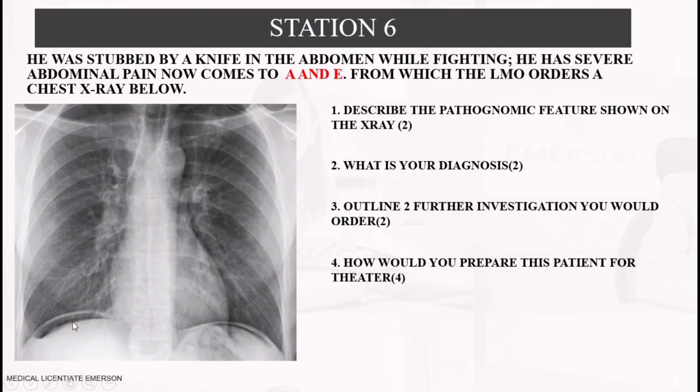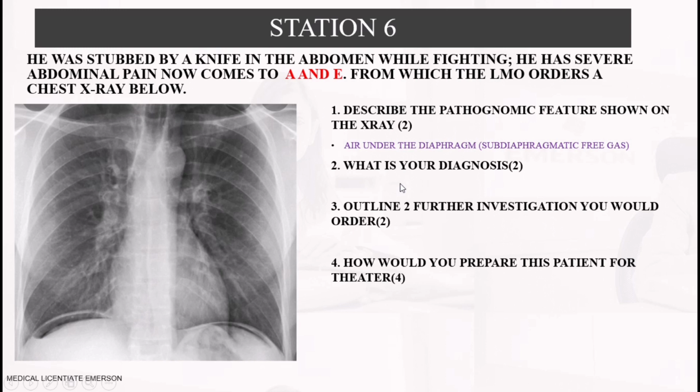So, describe the pathognomonic feature. As you can see, the patient was stabbed by a knife in the abdomen whilst fighting and has severe abdominal pain. The abdomen is big, so I haven't been told where exactly. But if you can see here, there is this dark area. This is called air under the diaphragm. That's the pathognomonic feature, the subdiaphragmatic free gas.